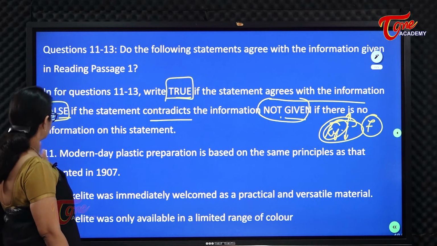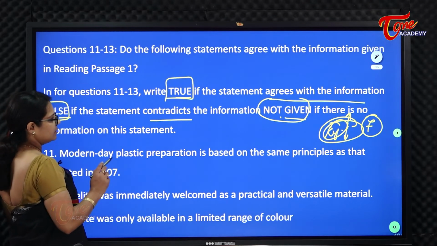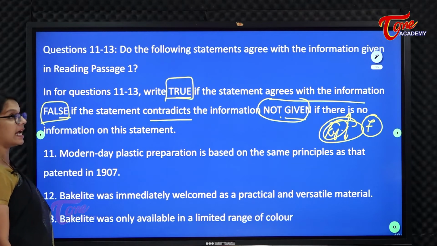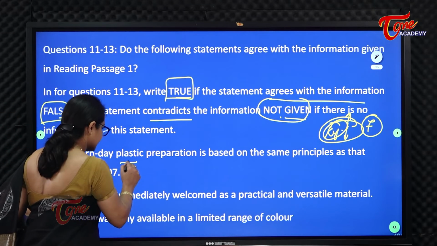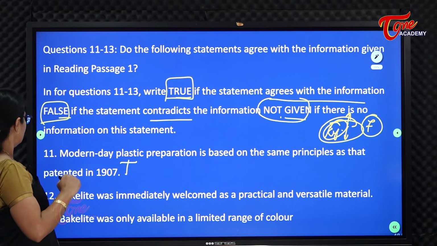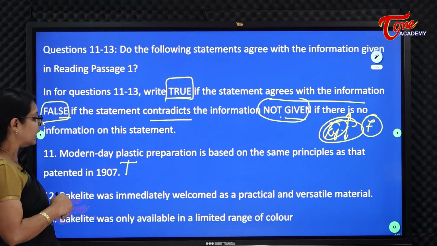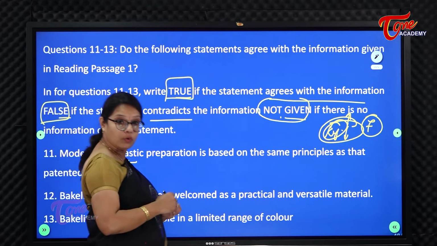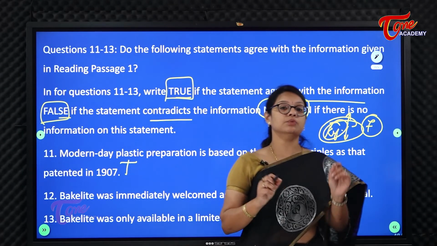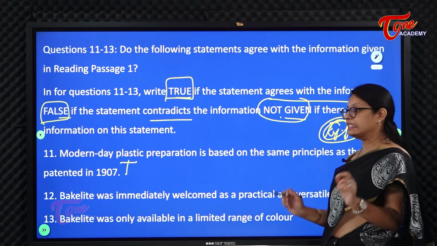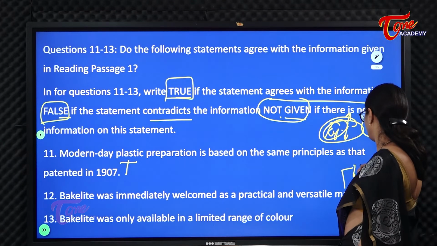Now, let's look at question number 11. Modern day plastic preparation is based on the same principles as patented in 1907. This is absolutely true. We have underlined this. Bakelite was immediately welcomed as a practical and versatile material. No, we have underlined the phrase, it was taken in disdain. So obviously this is false.